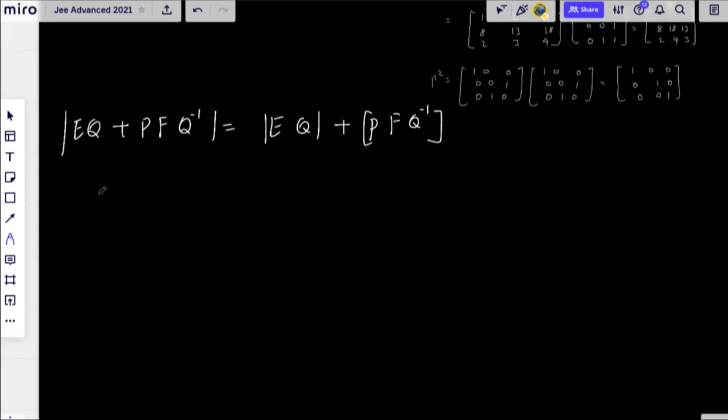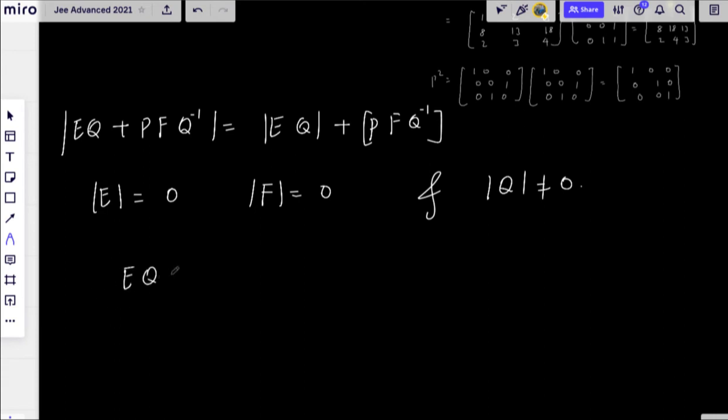If we see mod E, what about mod of E? Means determinant of E. So determinant of E we get 0. Determinant of F also we get 0. By applying determinant property, you can see that it is very obvious. And determinant of Q, as it is given non-singular, is not equal to 0.